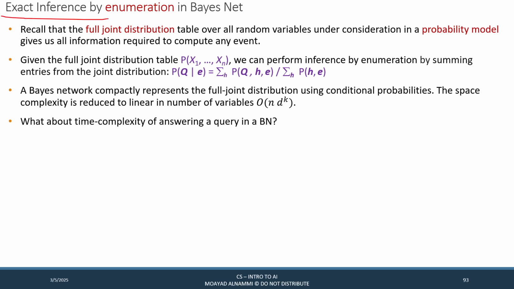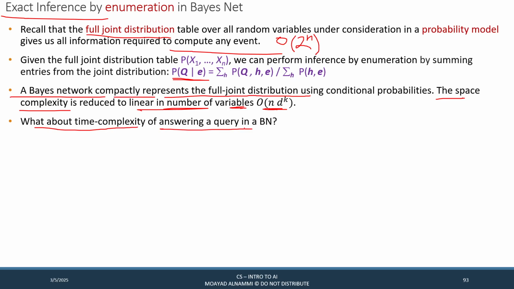So how do I perform inference? If you remember, inference is answering a query. What is the probability of Q given E? We looked at it with the full joint distribution table. It gives me all the information I need to compute any event. However, I'm going to pay the cost that the time complexity of inference is going to be O(2 to the power of n) in the worst case. With a Bayesian network, we saw that a Bayesian network compactly represents the full joint table, meaning that my space complexity with a Bayesian network is linear in the number of variables. If you remember, it's this O(n d to the power of k). This is the space complexity. The question now is, what is the time complexity of answering a query in a Bayesian network? Is it still linear? Let's see.